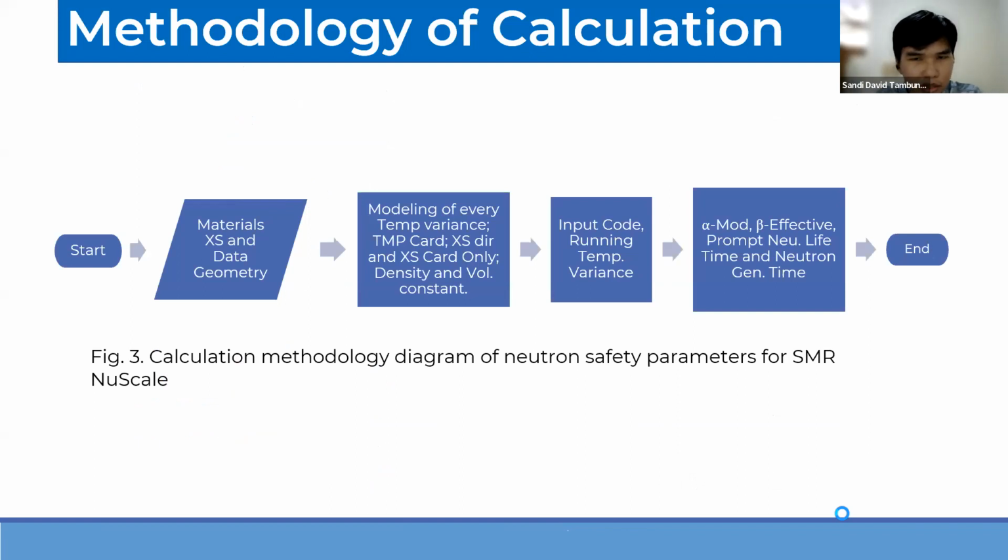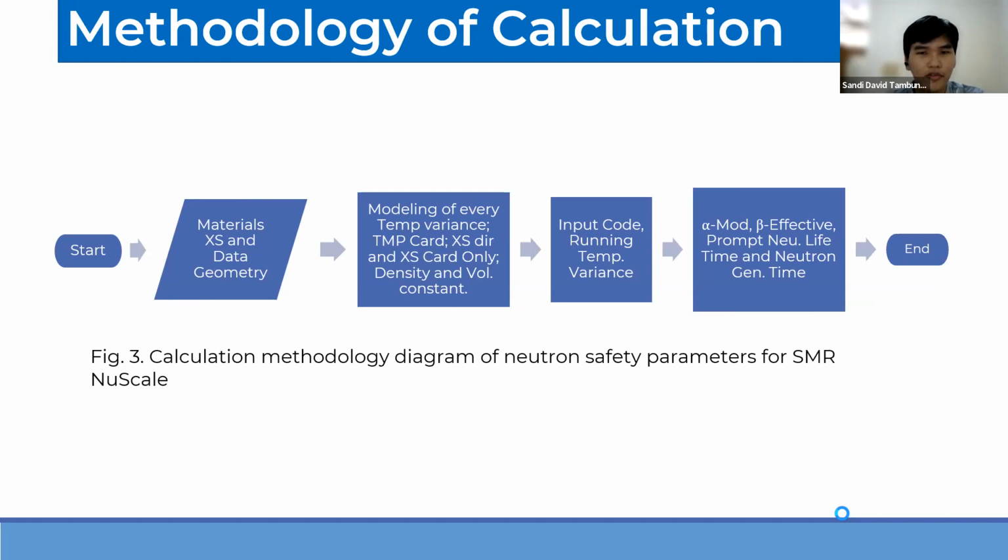Generally, the calculation methodology for the Doppler temperature and moderator constant as well as the neutronic kinetic parameters of the NuScale is displayed in figure 3. To begin with, the parameter information of the NuScale reactor core, as seen in table 1, should be correctly available. After all reactor data information is completely provided, modeling of the reactor core and fuel pitch should be developed, and this should agree with the requirements of the transport code MCNP.